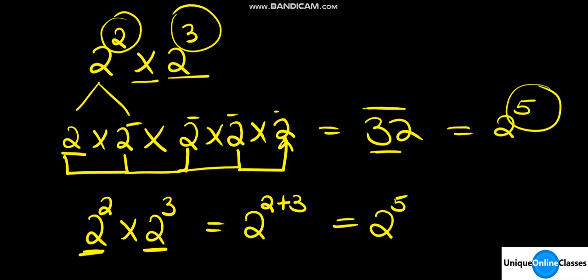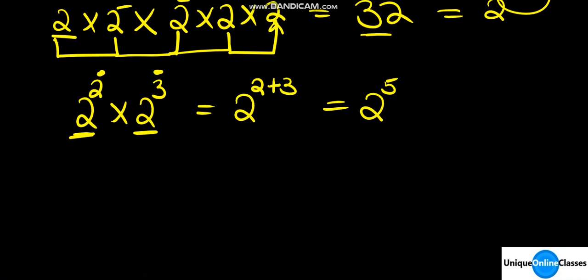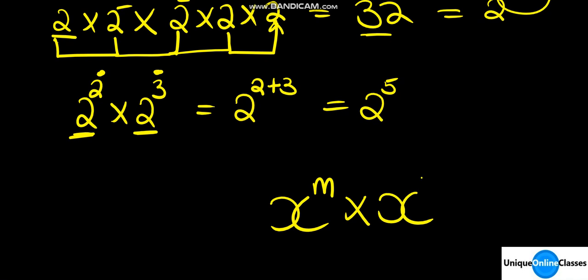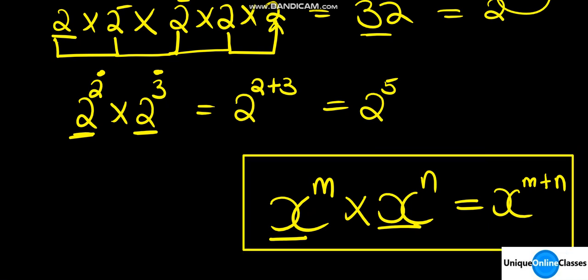These numbers have the same base. So when you have numbers of the same base, we just add the powers, as you can see above. So our first law: x power m times x power n. With numbers of the same base, we just add the powers. So here it will be x power m plus n. That's our first law.